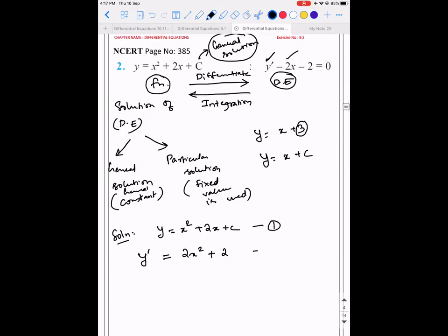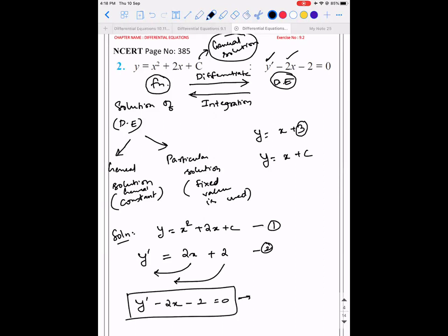2x. Okay. So if you look at the second equation, if you bring 2x and 2 to the left hand side, then y dash minus 2x minus 2 will be equal to 0. Hence, the given function satisfies the differential equation.